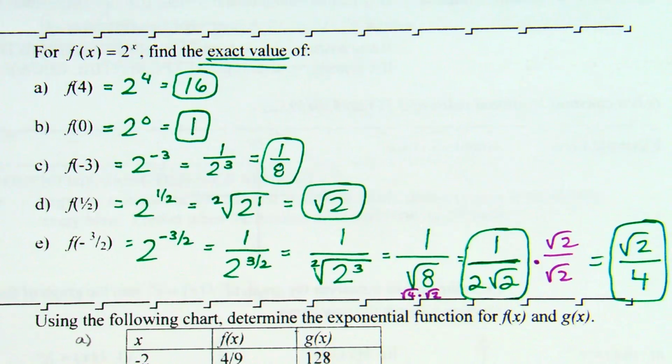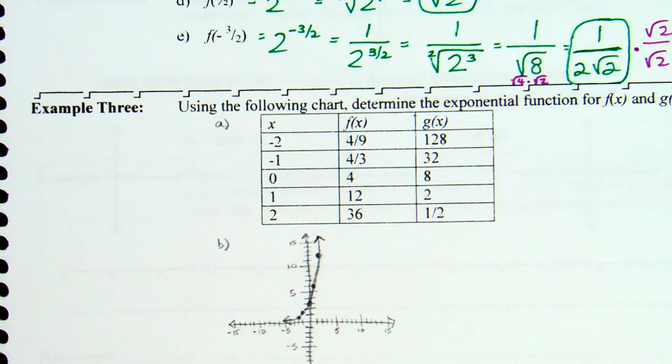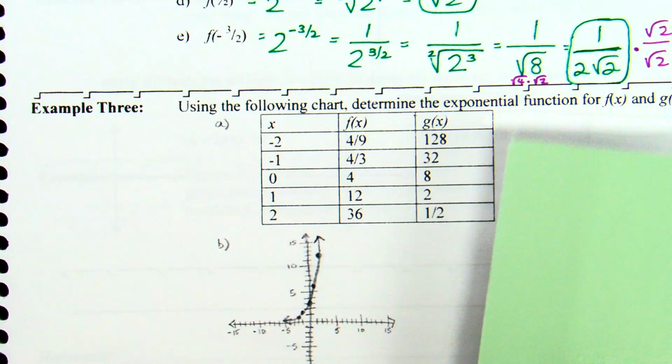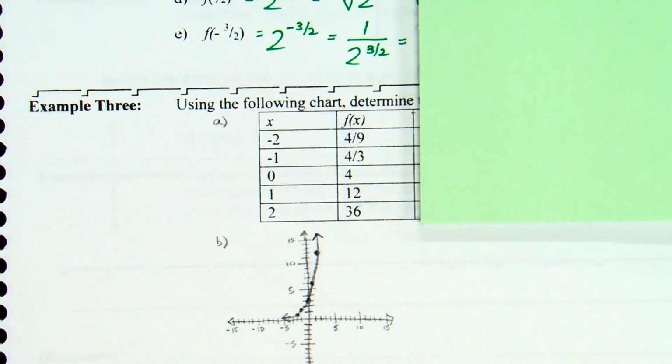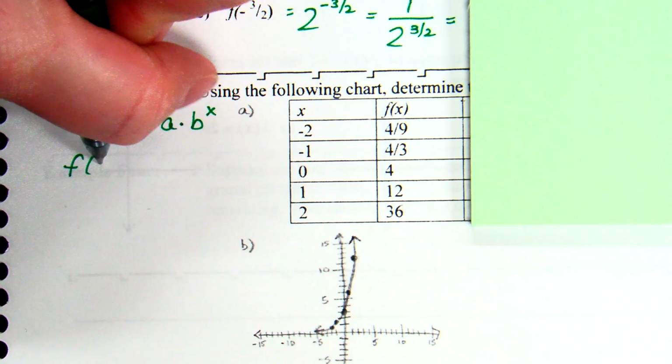Example 3 asks us to use the following chart, that's part A, to determine the exponential function of f and of g, and then on B, we'll be looking at the graph. So we actually have 3 problems to do here. If we look at A, first of all, realize the part that doesn't matter here is that part, yes? Because that's g of x, that's a different question.